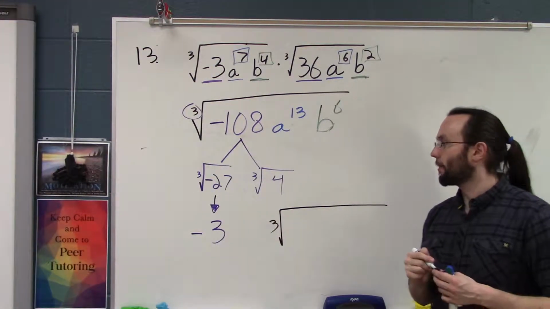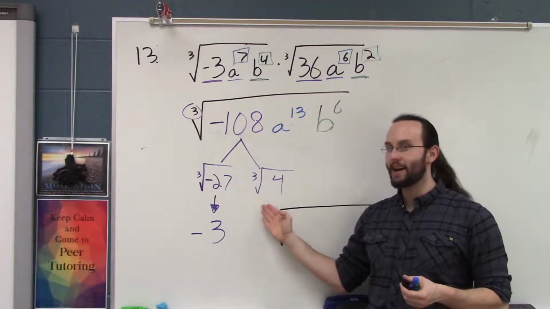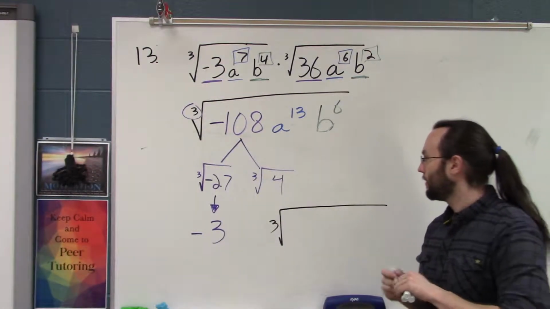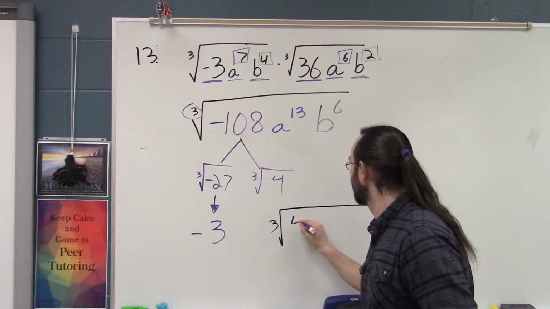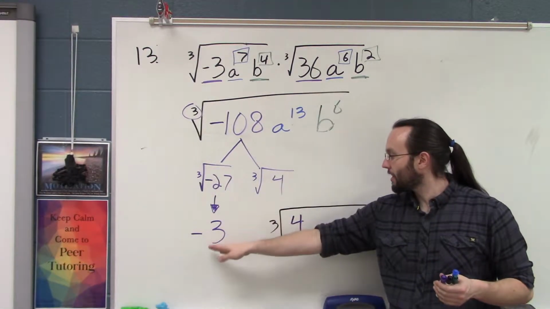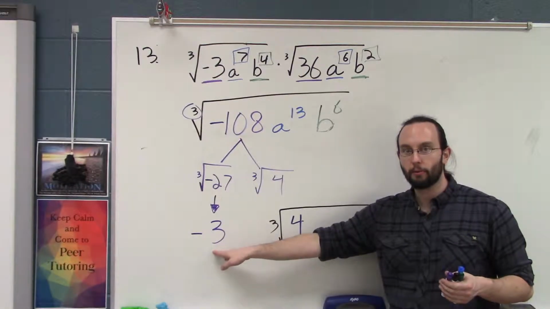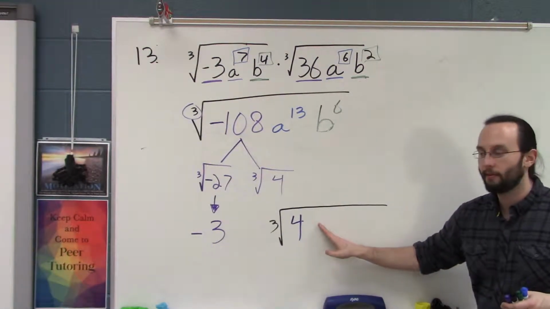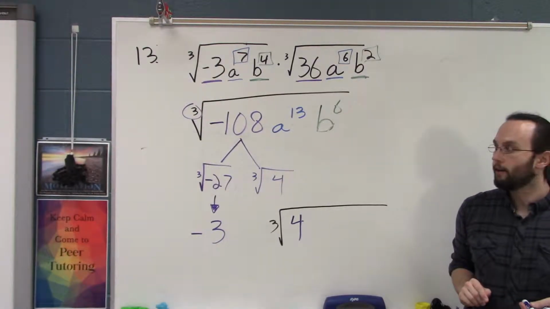The 4, on the other hand, the cube root of 4 is not a nice number, so there's nothing we can do to further simplify that. The cube root of 4 is still just cube root of 4, so that 4 stays behind. So when you have a nice perfect cube, that comes out of the radical, but when you have something like this 4 that doesn't have a perfect cubic factor, then that's going to stay behind.